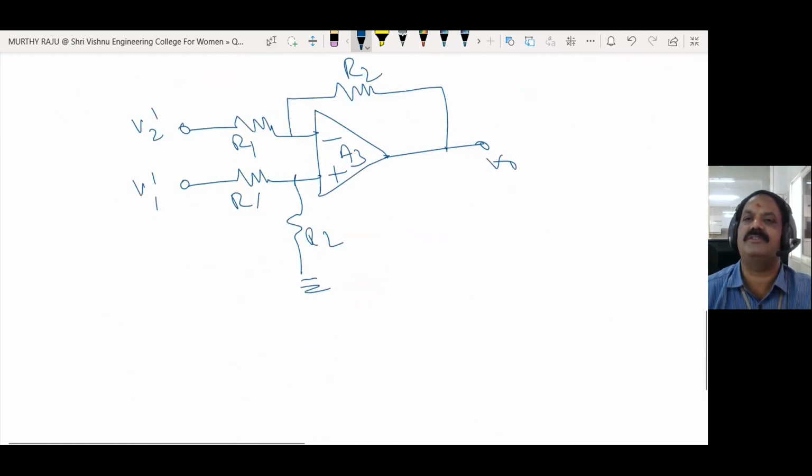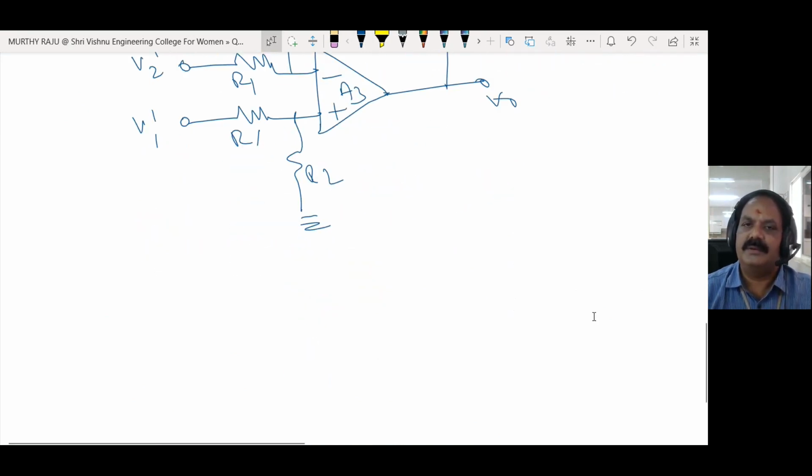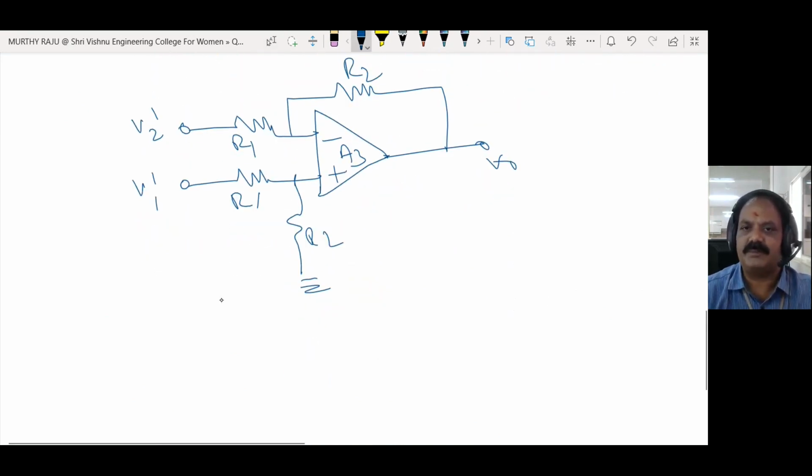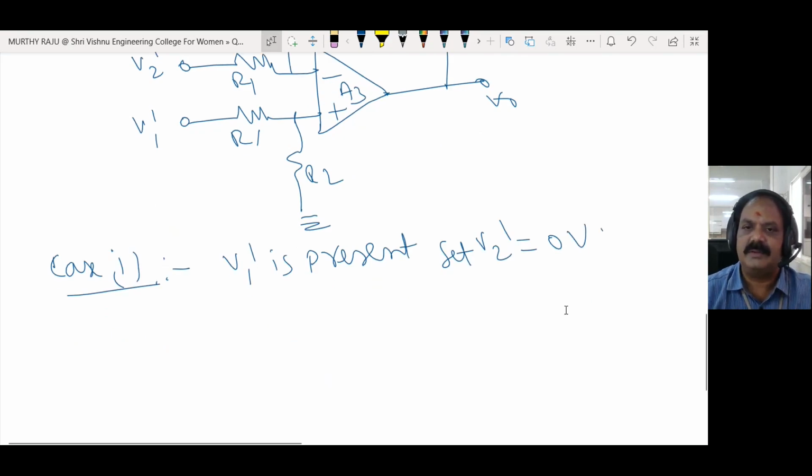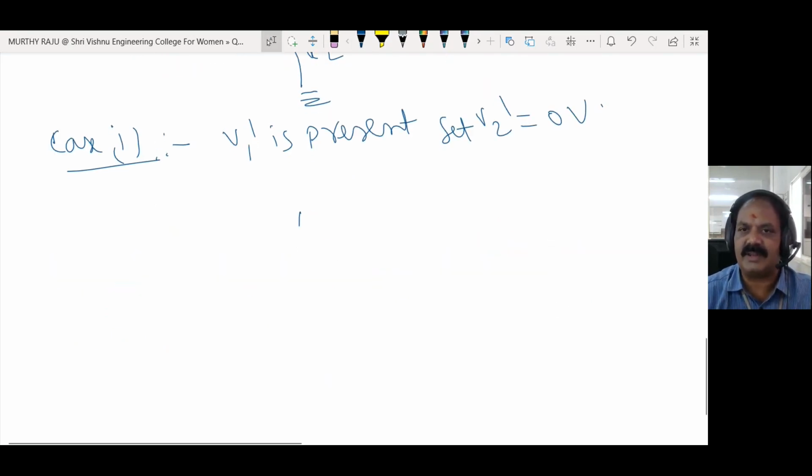By applying the superposition theorem to the differential amplifier circuit, find out the output voltage. Suppose case one. In case one, V1 dash is present. V2 dash is set to 0 volts. Therefore, the modified circuit diagram is like that.